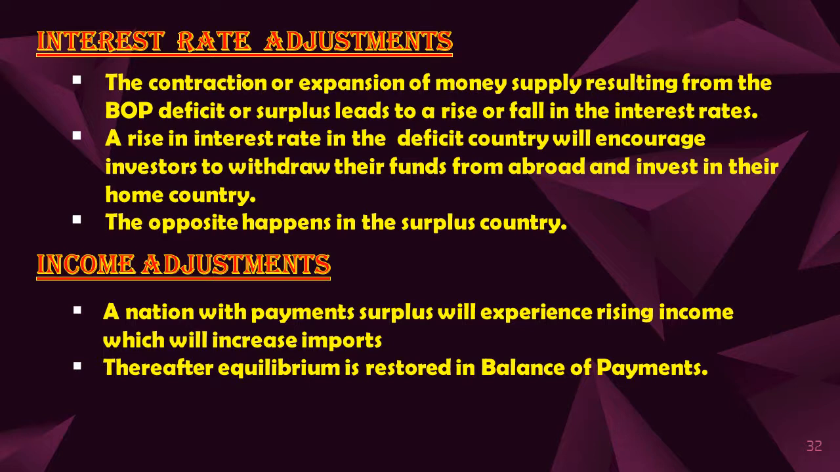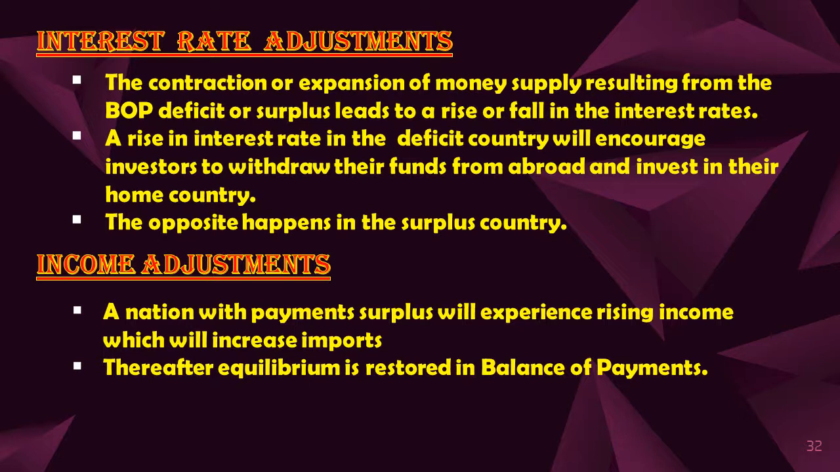Since the countries have to pay a large amount of interest for the money they are borrowing or the money they are investing, what the deficit countries will do is withdraw their funds from abroad and start to invest in their own country. The opposite happens in the surplus country. What will the surplus country do? Instead of investing in their own country, they will come to other countries and invest.